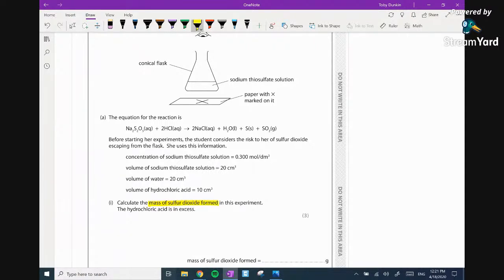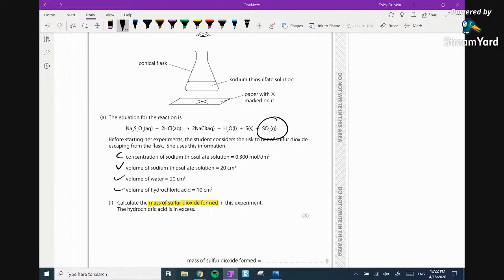Okay, so it's just a reacting mass. They've given us concentration. They have given us volume, yeah, of thiosulfate, volume of water, and volume of acid. Oh, that's quite clever, isn't it? And we need to find out sulfur dioxide.